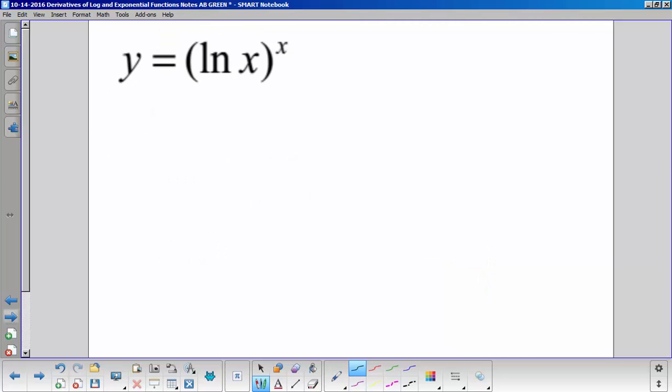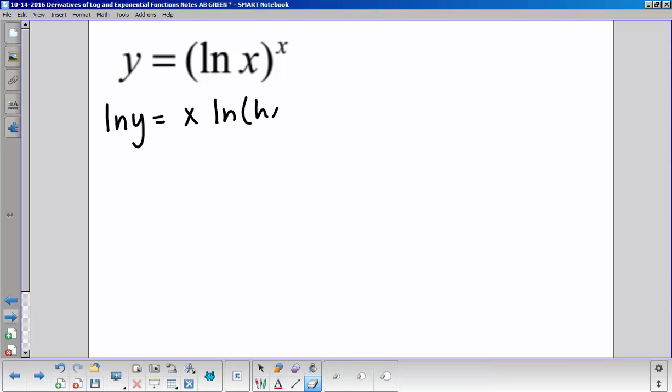All right, Skylar, we're going to take the natural log of both sides. So we get natural log of y equals x natural log of the natural log of x. I don't know why I did double parentheses, we'll fix that.